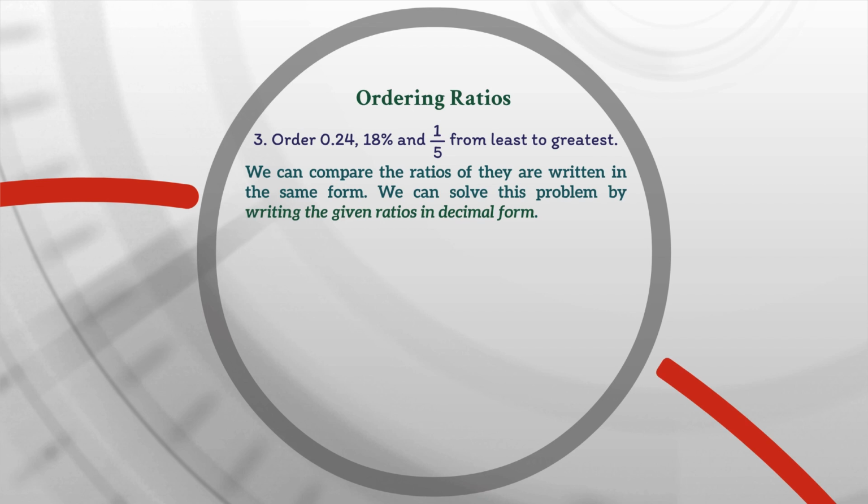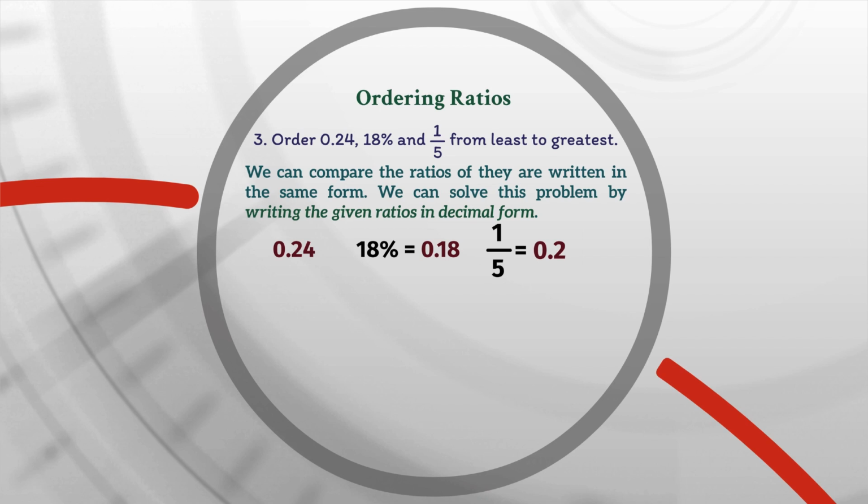Since the first number is already in decimal form, we don't need to touch it. So we have 0.24. To express 18% in decimal form, we just need to drop the percent sign and move the decimal point 2 places to the left. Then, the equivalent decimal of 18% is 0.18. Finally, 1/5 is 0.2 in decimal form. This was included in the commonly used fraction decimal percent equivalents. But in case you forgot its equivalent decimal, you just need to divide the numerator by the denominator.